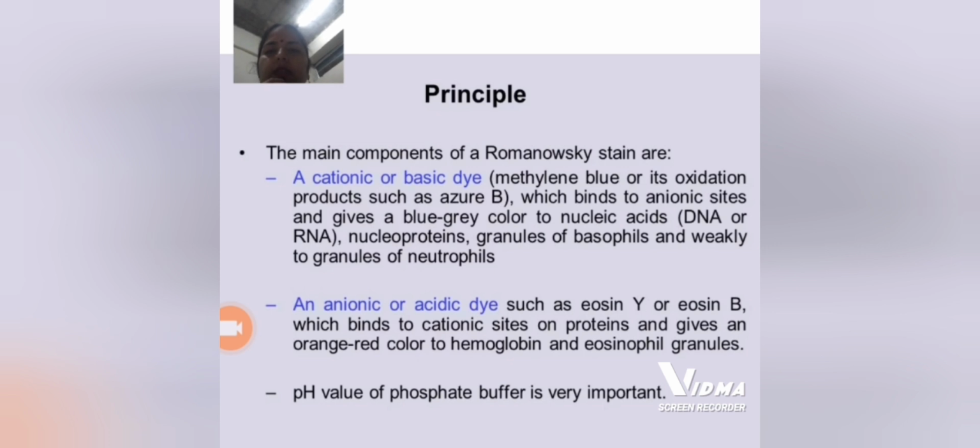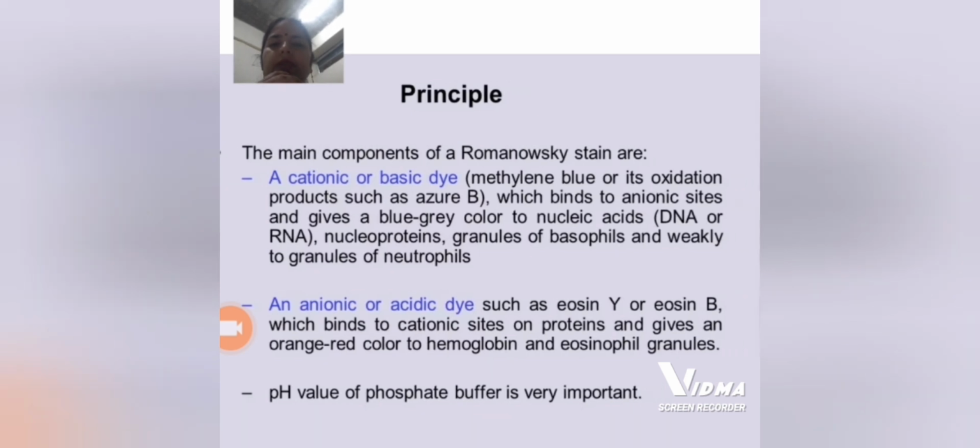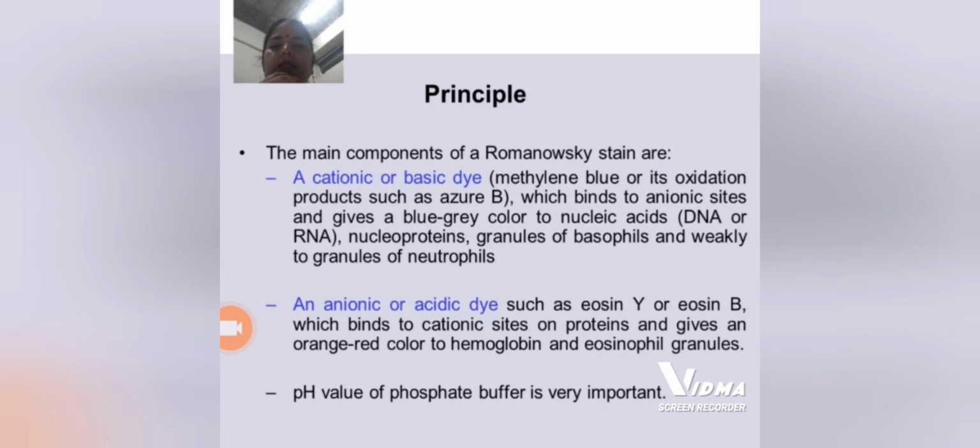Next is the principle. The main components of Romanowsky stain are a cationic or basic dye, methylene blue, or its oxidation products such as azure B, which binds to anionic sites and gives a blue-gray color to nucleic acids, DNA or RNA, nucleoproteins, granules of basophils, and weakly to granules of neutrophils. And an anionic or acidic dye such as eosin Y or eosin B, which binds to cationic sites on proteins and gives an orange-red color to hemoglobin and eosinophil granules.